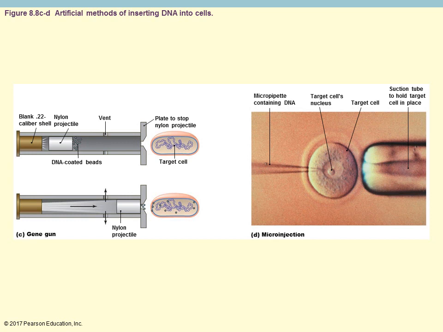Microinjection is when you're using a micropipette. You can drop very small amounts of DNA, and literally, as you can see in this diagram, it takes some skill and learned technique to be able to inject the DNA into the cell using a micropipette. It's like taking a needle and injecting it in.